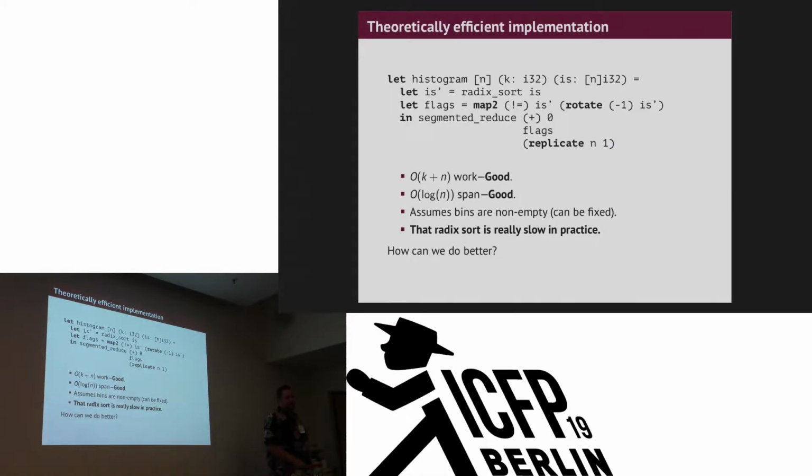And it's still probably as efficient as it can be. I don't have a proof that this is the lowest possible span, but since it's kind of similar to a reduction, I think this is going to be the lower bound. It also assumes the bins are non-empty, but that's not a big problem.